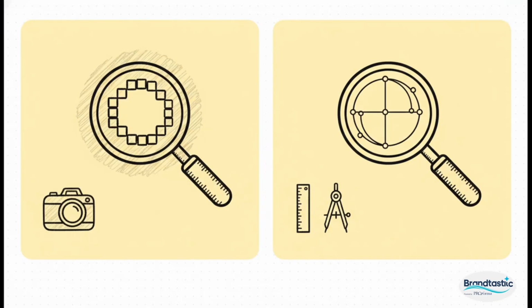Okay, here it is, the core difference. Raster images, like JPEGs and PNGs, are made up of tons of tiny squares called pixels. Just think of them like a photograph. But vector images, like AI or EPS files, are totally different. They're built from mathematical paths and curves. Think of these more like a blueprint. So one is a snapshot, but the other is a perfect set of instructions.